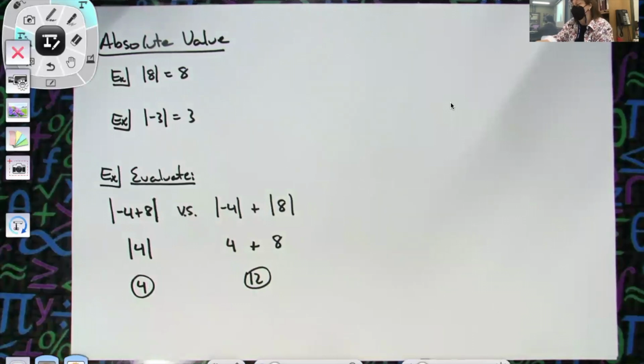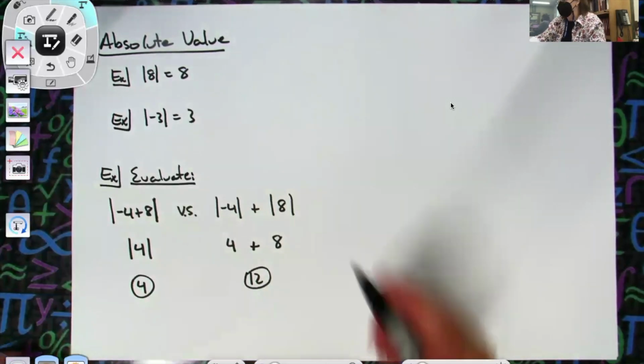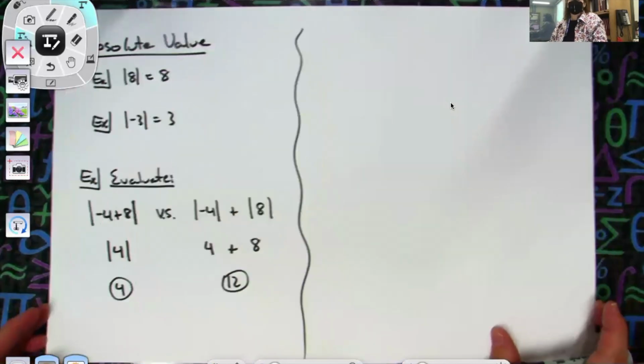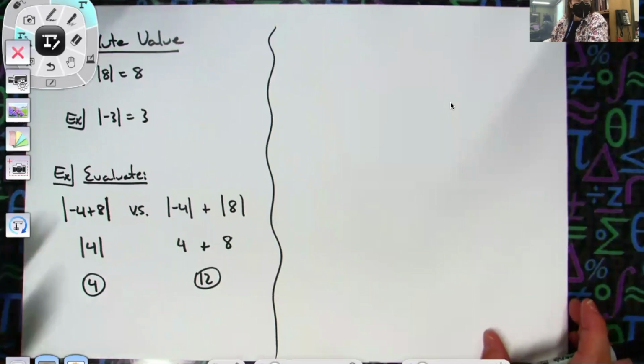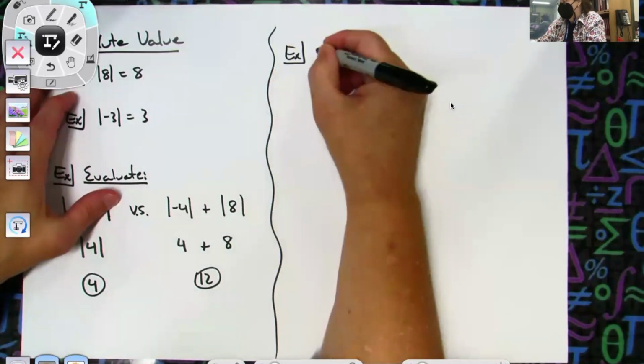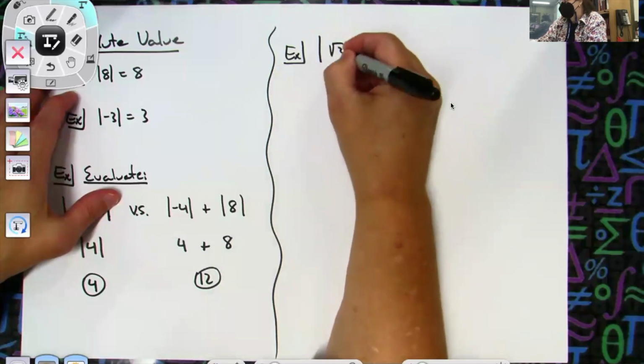Okay, now this is stuff you did in Algebra 1. You may have even done this in middle school. Okay, Algebra 2. All right, now you're in Pre-Calc, so they're going to put more, I don't know, let's say more fancy stuff inside your absolute value bars. Okay, so let's say we're going to do the absolute value of the square root of 3 minus 1.